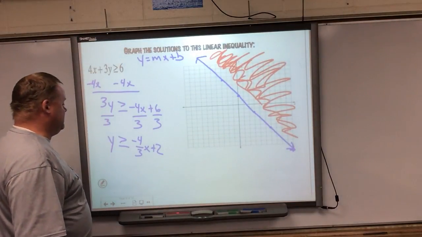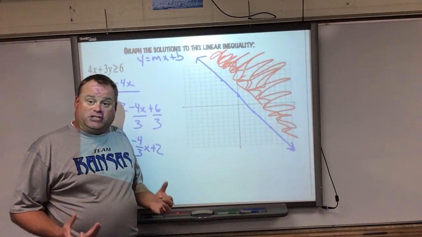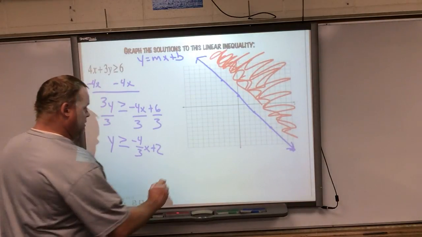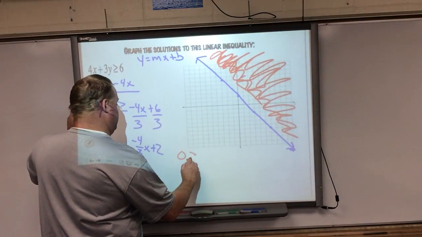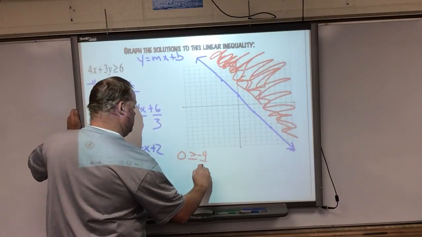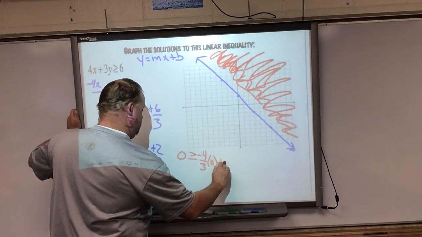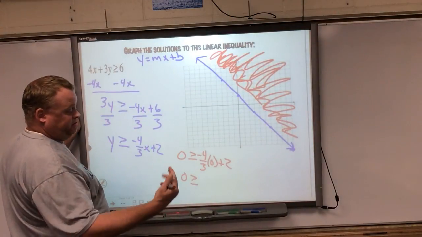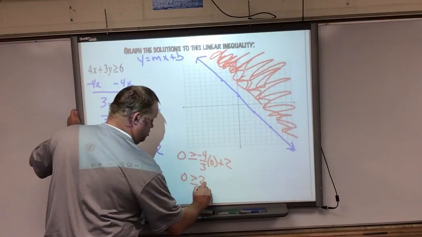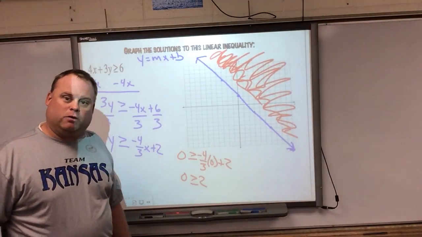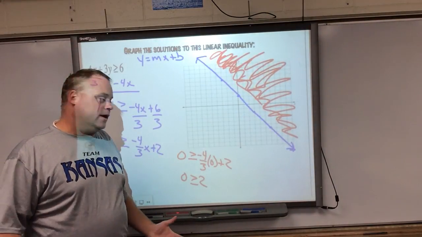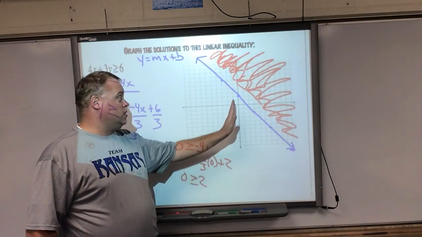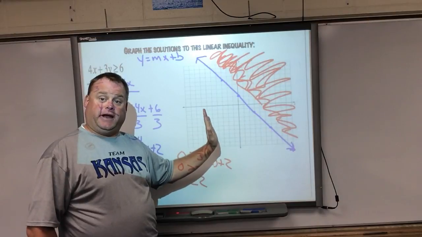We can see this because I could plug in that magical point, 0, 0. If I plug 0, 0 in, 0 greater than or equal to negative 4/3 times 0 plus 2. Negative 4/3 times 0 is just 0, leaving me just 2. Is 0 greater than or equal to 2? No, it's not. So I know that it's not a true statement, so this side cannot be shaded.